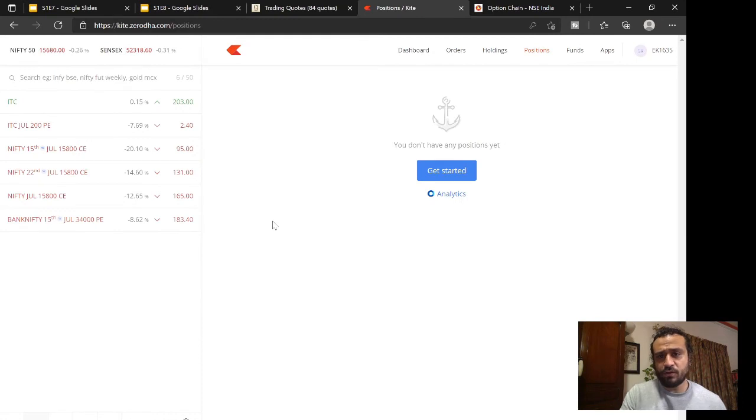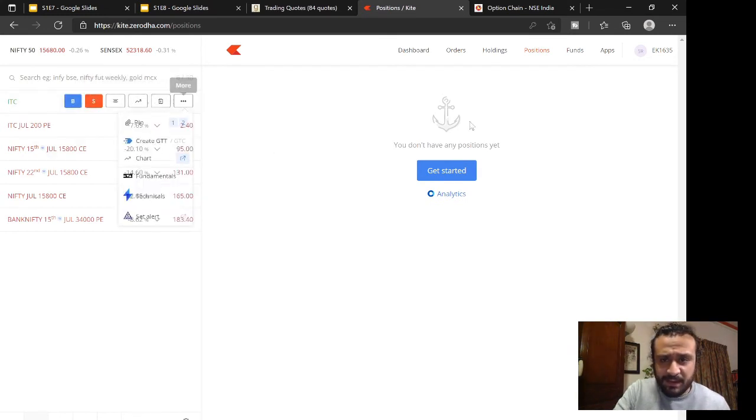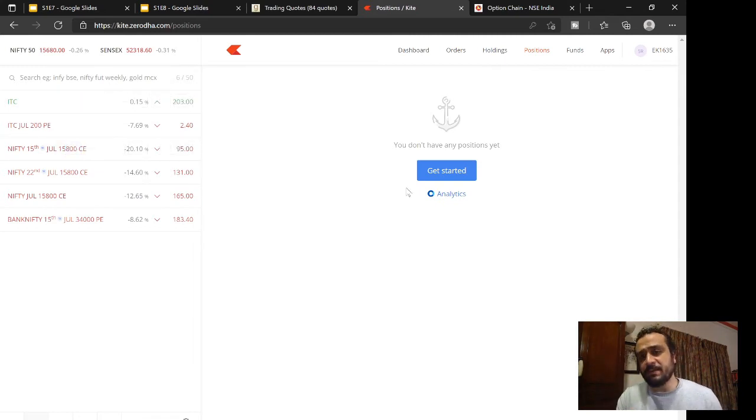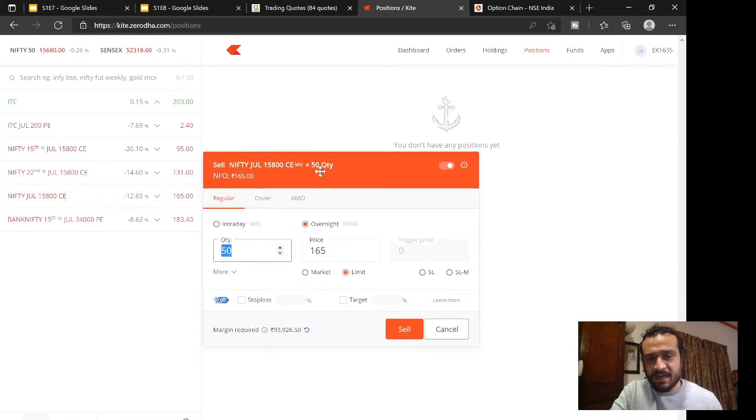Once you have bought or sold the option, it will show under the positions tab. If you want to exit the option, very similar to this button here, you will have that button there, and you click on that and you press the exit button. Once you press the exit button, for example, say you had bought the Nifty July option for 15,800, essentially pressing the exit button is like pressing the sell button here. This kind of a box will come out.